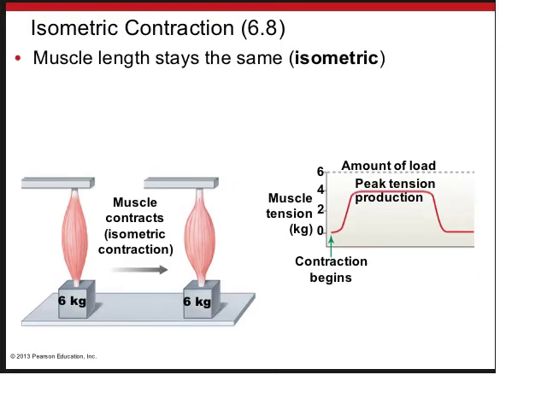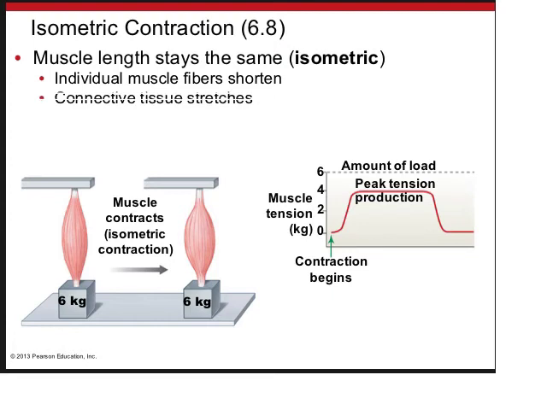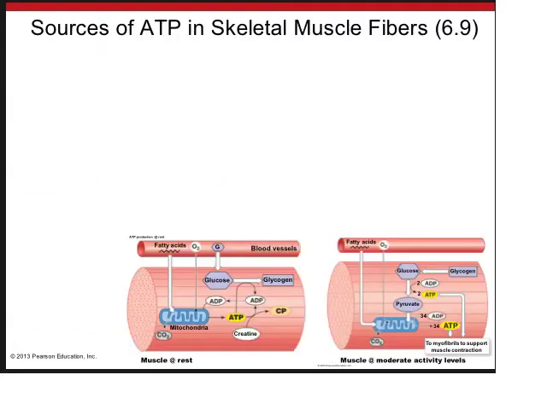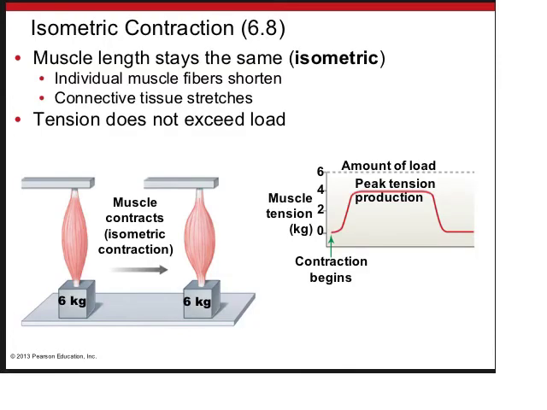There's isometric contraction, in which tension is generated but the muscle length stays the same. Individual muscle fibers will shorten and the connective tissue will stretch, but the tension does not exceed the load, and the result then is that the load does not move. So you might say, okay, well, give me an example of an isometric contraction. If you were to push on a solid wall, you would generate tension, but you wouldn't be capable of moving the object.